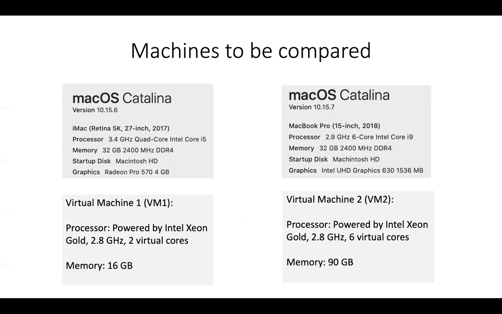To perform the comparison, I will be using 4 machines. 2 of them are physical machines, a standard laptop and a standard desktop, and 2 machines in the form of virtual machines. Virtual machine 1 with 16 gigabytes of memory and 2 virtual cores, and virtual machine 2 with 90 gigabytes of memory and 6 virtual cores.